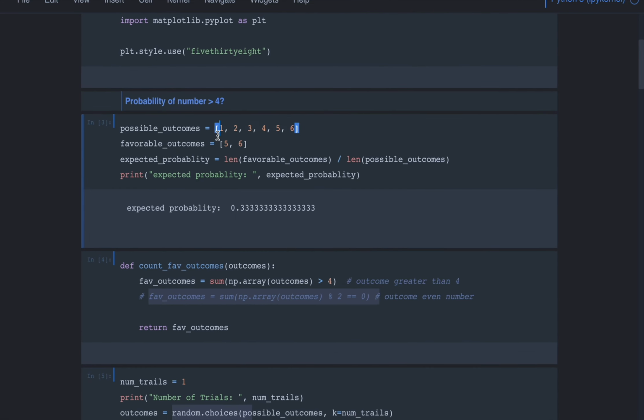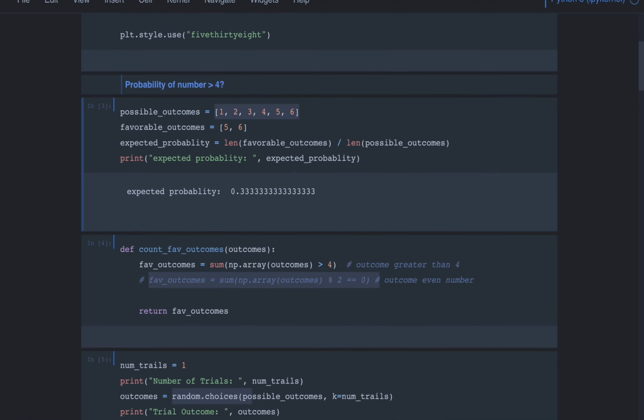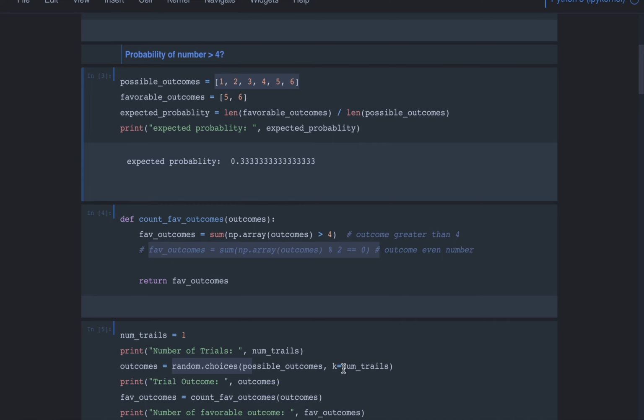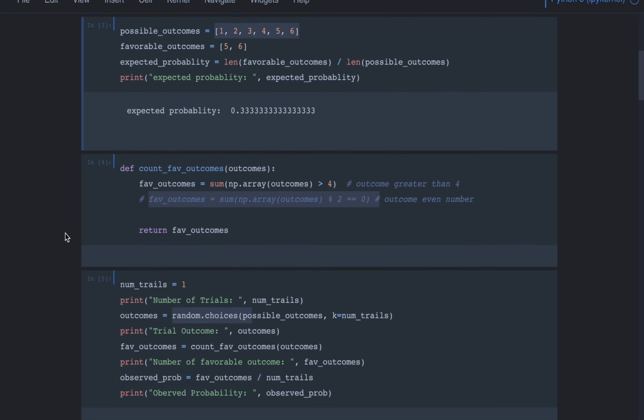So for example, when we pass this list, and if k is equal to 1, one of these numbers is picked up with equal probability for all 6. Then we can say, okay, I want to roll the dice twice, meaning k is equal to 2. In that case, we get 2 numbers. These 2 trials are independent of one another.